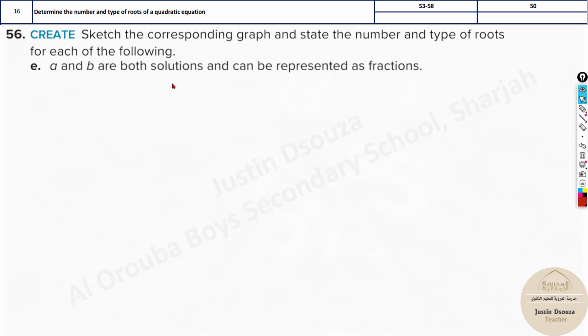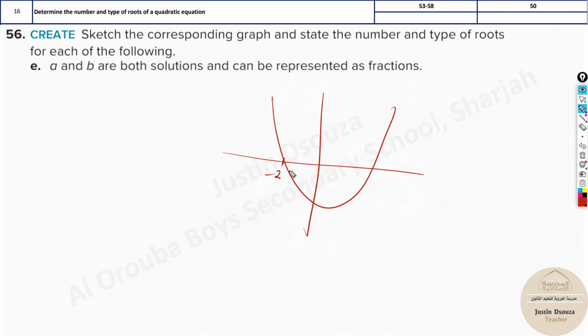Now, a and b are both solutions and can be represented as fractions. Now, this is important. Whenever both have solutions, okay? They both have solutions, but they can be represented as fractions. So this may be 2 minus 2. This might be 3.5, 3.5.